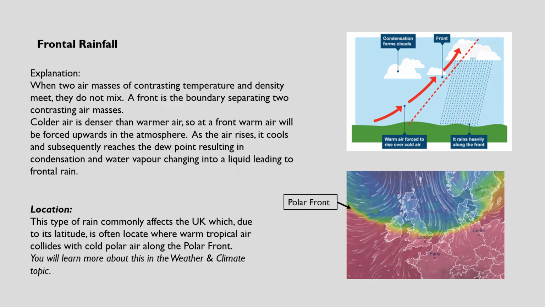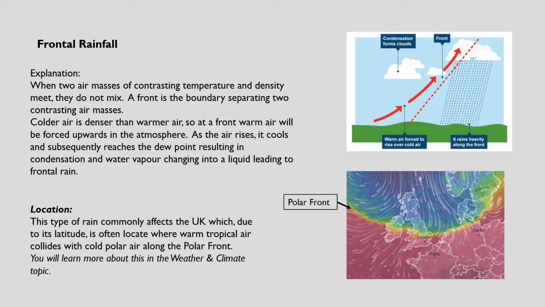That's going to result in condensation and water vapour changing into a liquid, and that is going to lead to frontal rain. So you will get rainfall along that collision zone, that frontal boundary, as those two air masses meet, and as that warm air from the south is forced up and over that colder air which is moving down from the north.